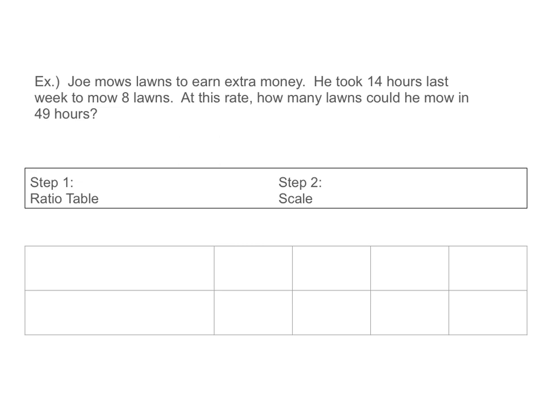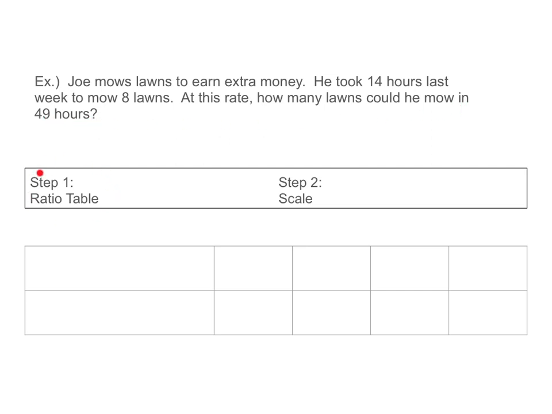All right, this is our first question on ratio tables, so let's go ahead and read it. It says, Joe mows lawns to earn extra money. He took 14 hours last week to mow 8 lawns. At this rate, how many lawns could he mow in 49 hours?